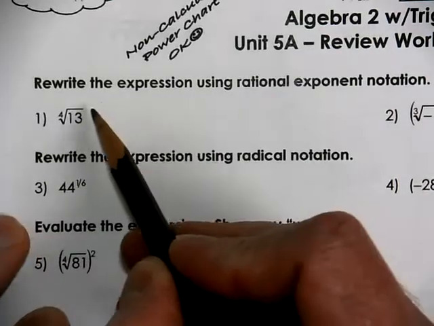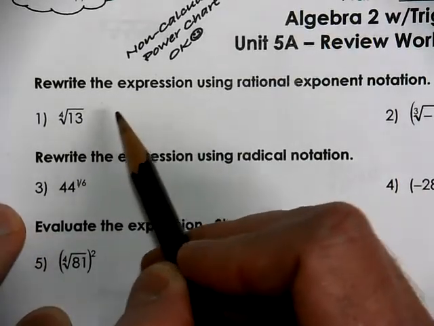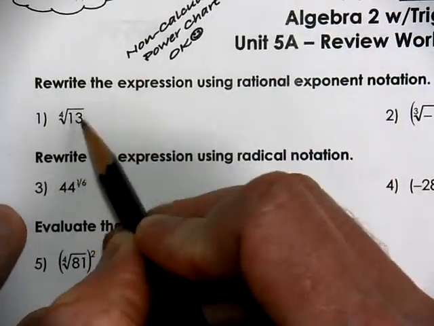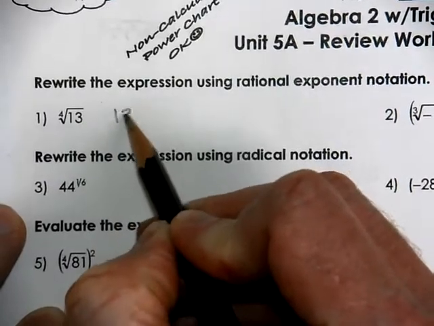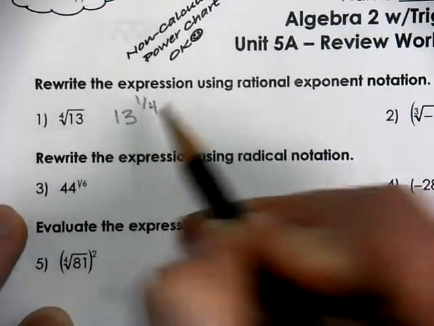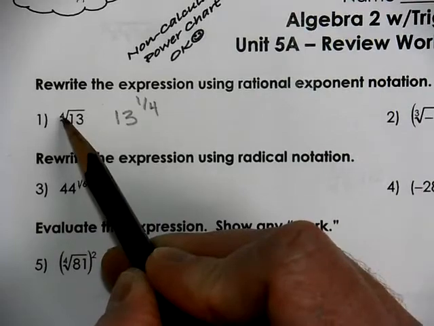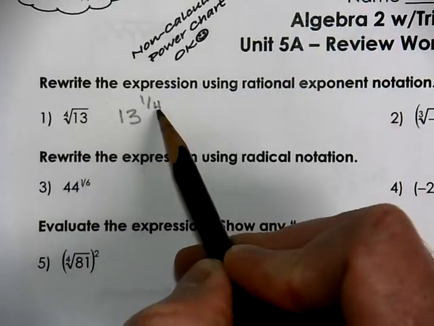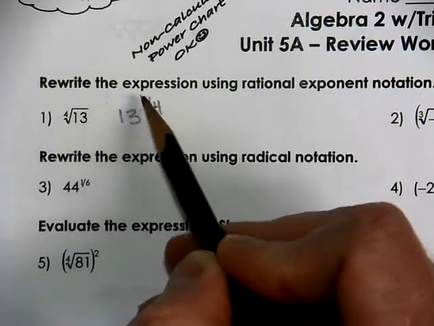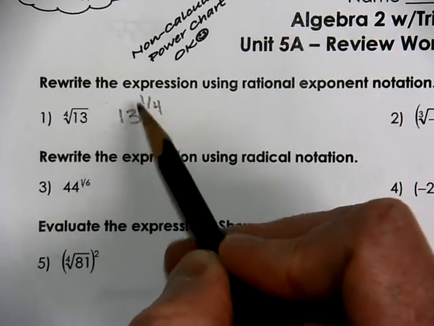Here for the first one, we want to write it with exponents. Because it's a radical, it's going to be a fractional exponent known as rational exponents. The index is the denominator, and the whole thing is to the first power, so it's 13 to the 1/4.